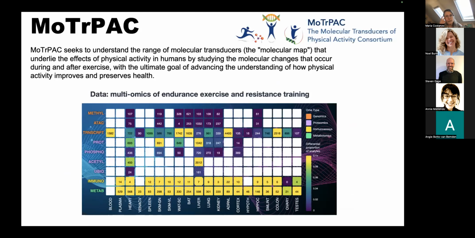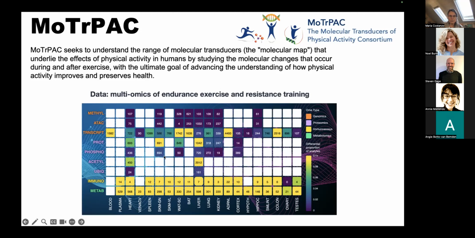Okay, MotorPack is another DCC, and it's really interesting. It's looking at the effects of exercise and doing multi-omics to see how exercise affects all these different processes in the body. This one is kind of just starting out. They are going to look at both rats and humans before and after both endurance training and resistance training. So far, they only have data for rats. They're still collecting data on humans. But here's a summary of the data they have for rats.